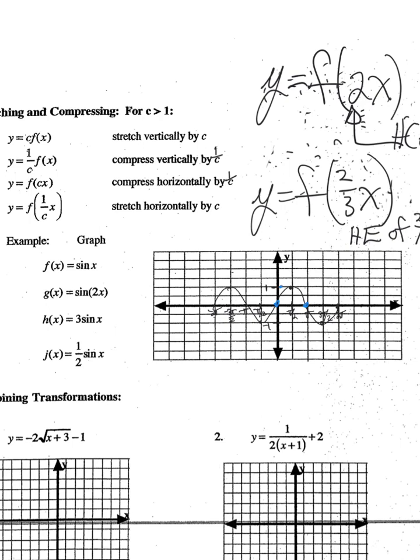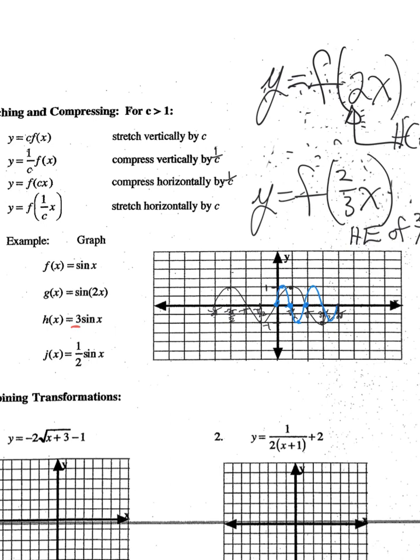Compressing it horizontally, it's not going to take pi by 2 to reach its max. It's going to take pi by 4. And it's going to be back down at the axis at pi by 2 and at 3 pi by 4. So it would horizontally compress. Let me do 2 cycles of it. Okay? So there's a horizontal compression by a factor of 2.